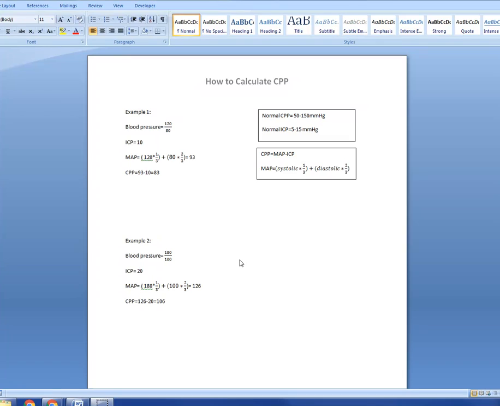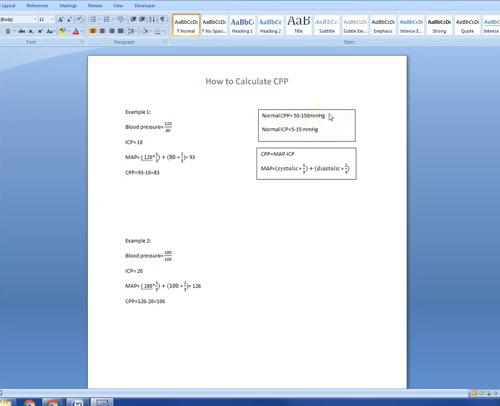Now, if we're talking about a patient who has elevated values from a traumatic brain injury, their blood pressure is 180/100 and their intracranial pressure is 20. Our mean arterial pressure will be 1/3 of 180 plus 2/3 of 100 to give us a mean arterial pressure value of 126. And we're going to subtract our intracranial pressure of 20 to give us a value of 106. Now 106 still falls in the range of normal cerebral perfusion pressure.